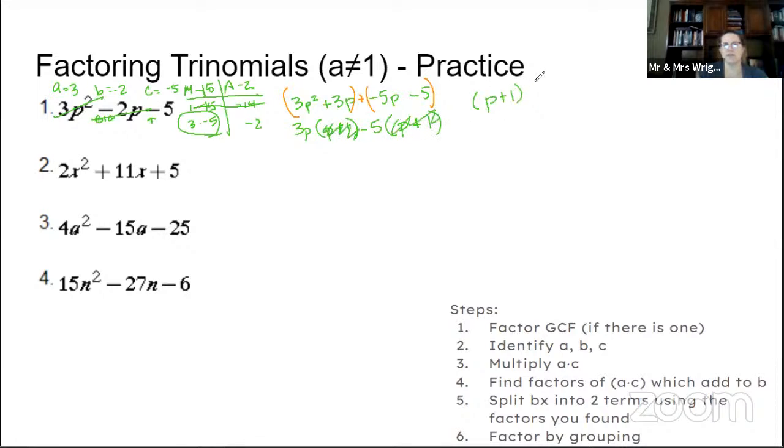Now that I've gotten rid of those, my only factors I have left are 3p minus 5. And so it leaves me with p plus 1 and 3p minus 5.